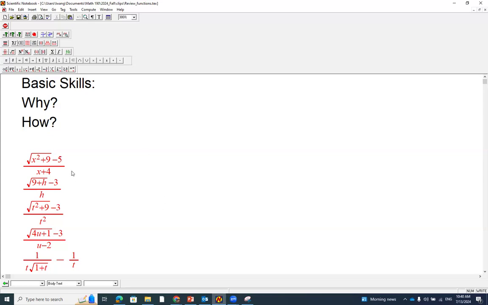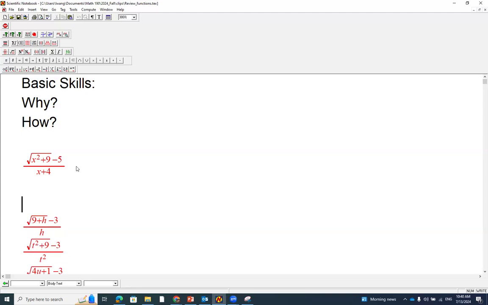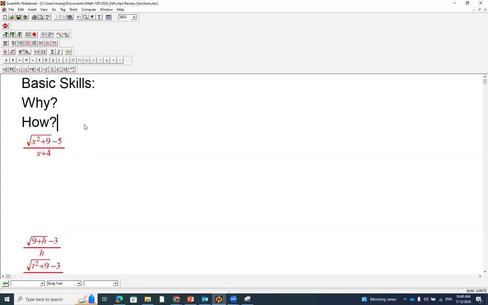A typical question like the first one, for example: how do we rationalize the numerator? In calculus class, you will learn why we have to do that. In this case, we want to rationalize the numerator because, for reasons in calculus, we're going to do that.